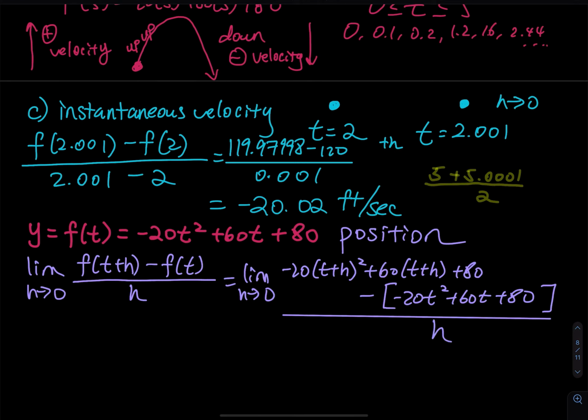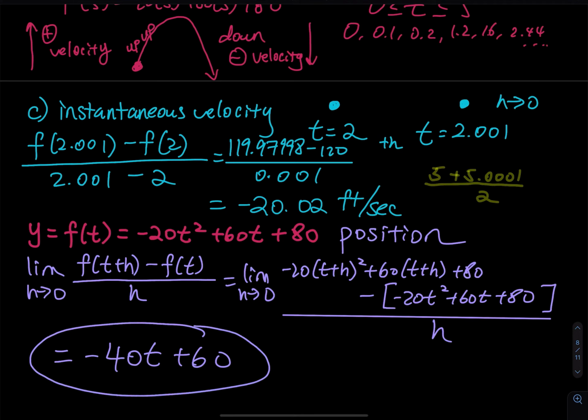So you must get rid of the h. I'm not going to show all the details, but you have to multiply everything out, and eventually you will be able to cancel all the like terms, and then you will be able to factor out one h. Remember, you factor out one h to get rid of the h in the denominator. As a result, you will get negative 40t plus 60. So this is one function to describe the velocity at time t.